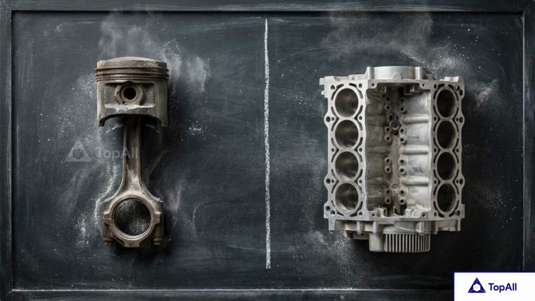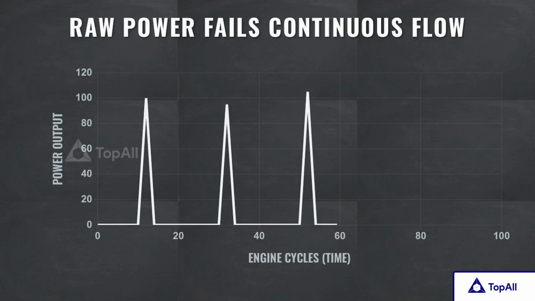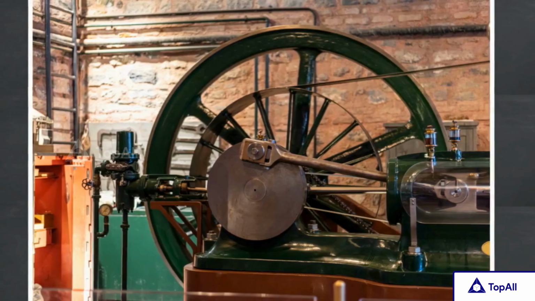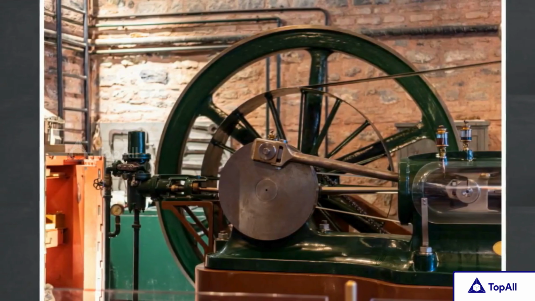Early steam engines and modern car engines share a mechanical challenge. They do not produce power in a smooth, continuous flow. They generate energy in violent, jerky bursts, with dead zones in between. Engineers solved this by attaching a flywheel, like the massive, heavy-rimmed green disc you see here on this steam engine.